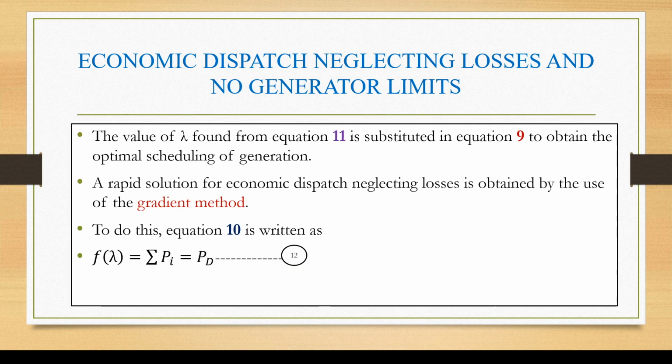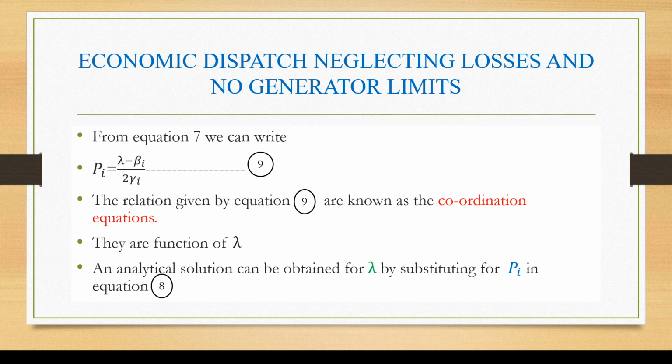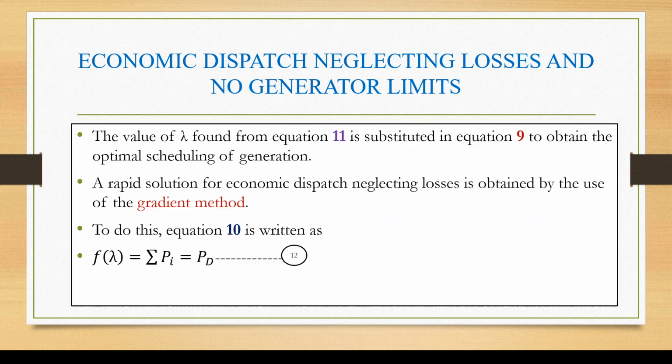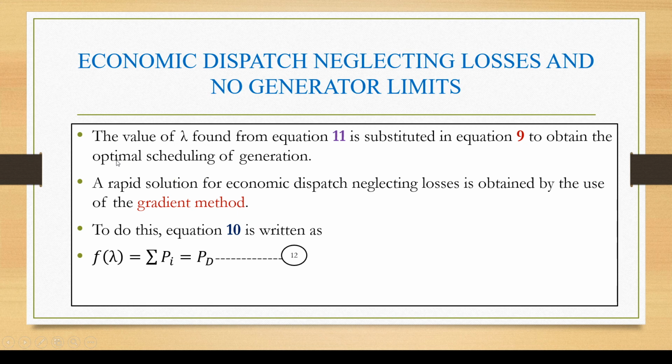So the value of lambda which we are finding from equation 11 will be substituted in equation 9 to obtain the optimal scheduling of generation. So this 11th equation we are substituting in the 9th equation. Here we are substituting the value of lambda to obtain the optimal scheduling of generation.